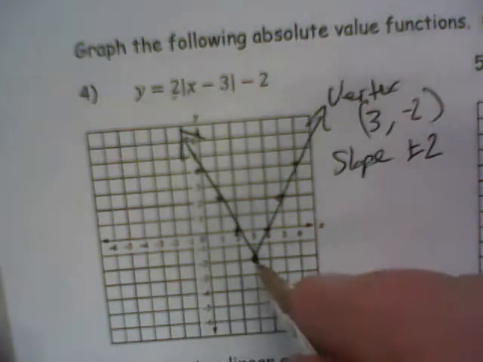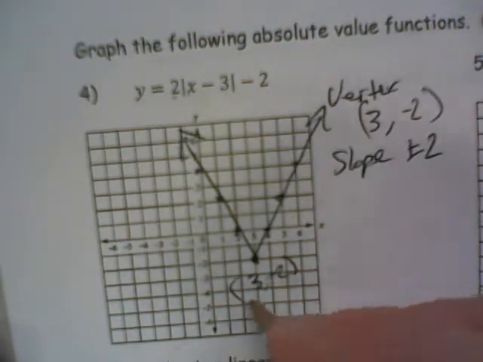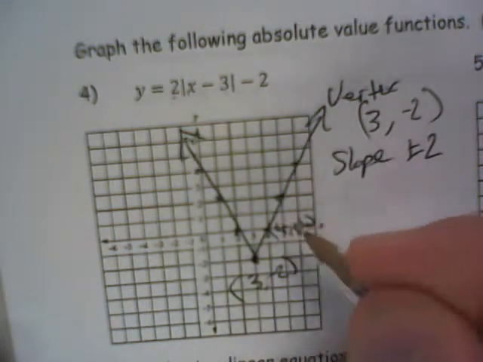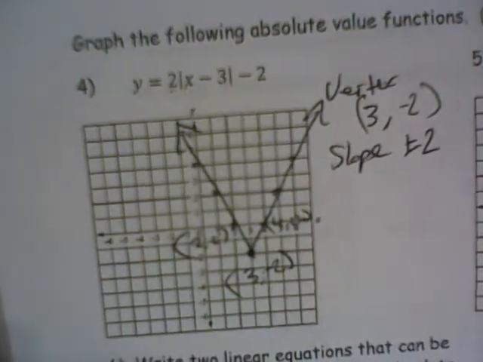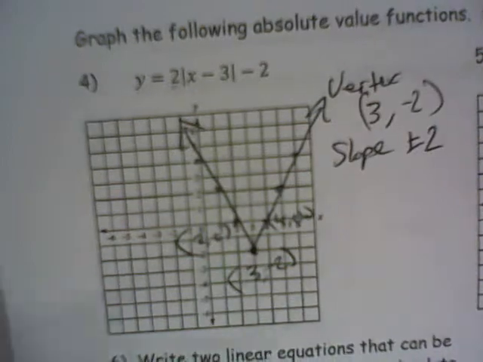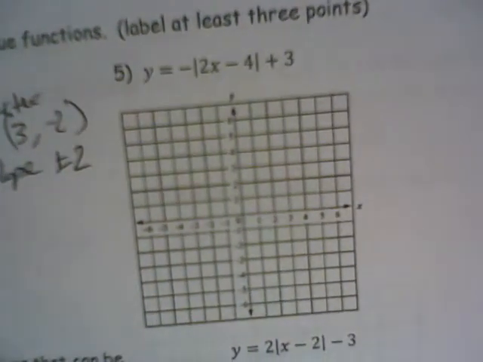It says label at least 3 points, so you'd have to label something like this. 3, -2, maybe this is the point here, 4, 0. Then this point here is like 2, 0. And so that's what I meant by labeling those points, but I don't think I took points off if you didn't have it labeled. Let's do the same thing for number 5.